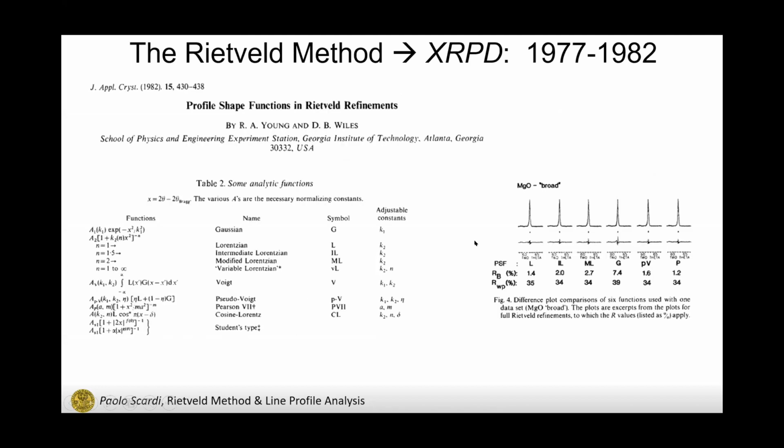In 5 more years, by 1982, several line profile functions had been proposed and tested. This is a well-known paper by Young and Wiles.